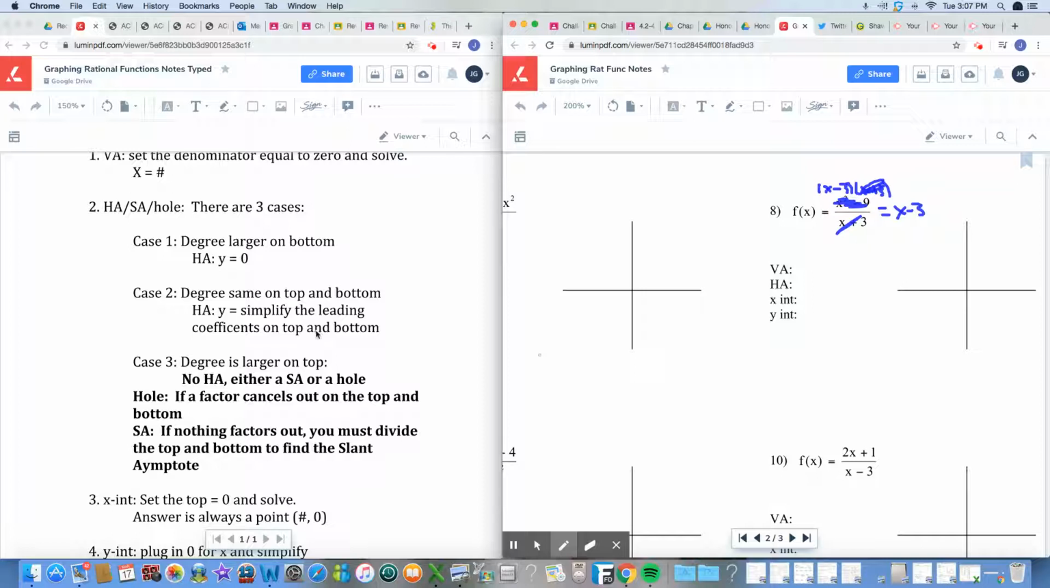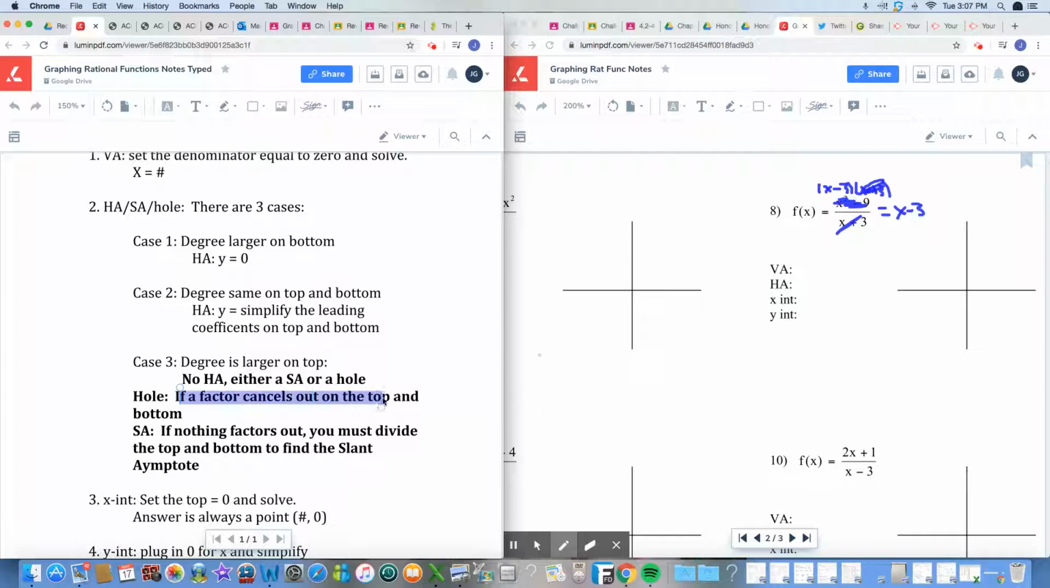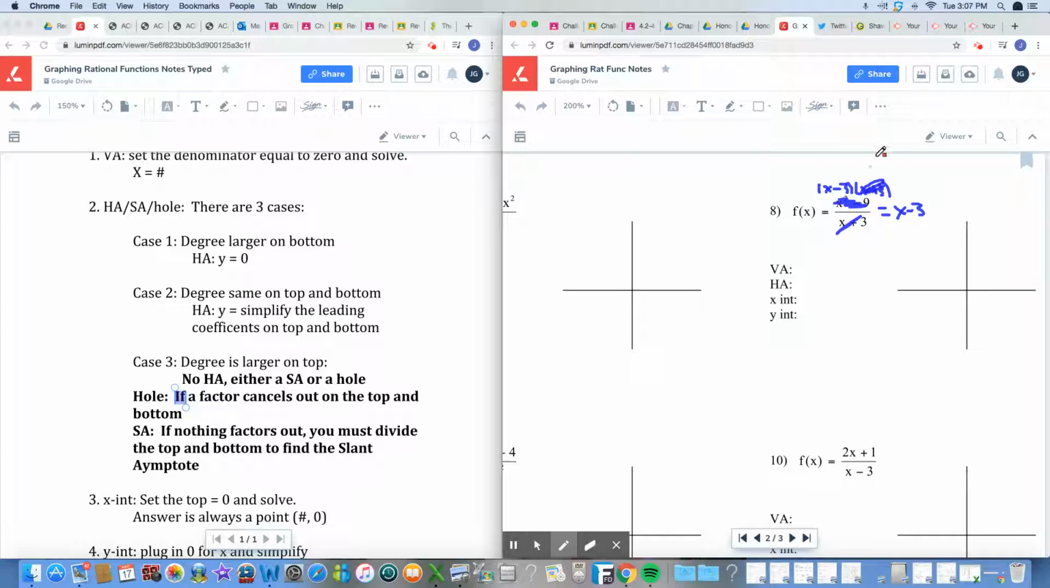Now, one of two things is going to happen. It's either going to be a hole or a slant asymptote. The first thing you see here says hole. If a factor cancels out on the top and the bottom, then we have a hole. Well, we had a factor cancel out, x plus 3 on the top and the bottom. So we are going to have a hole.